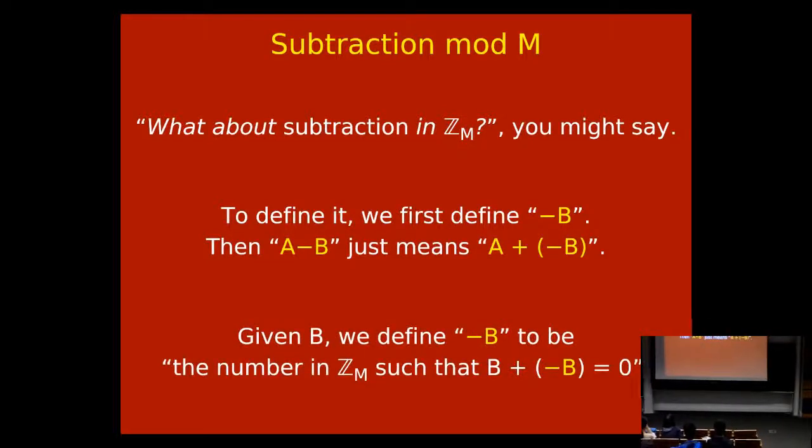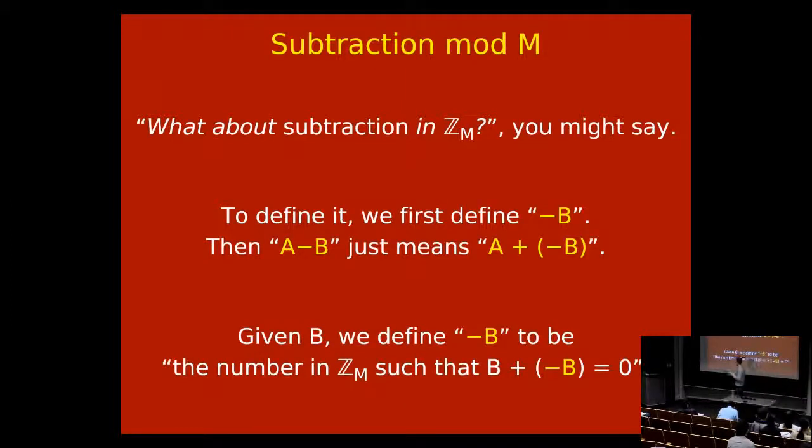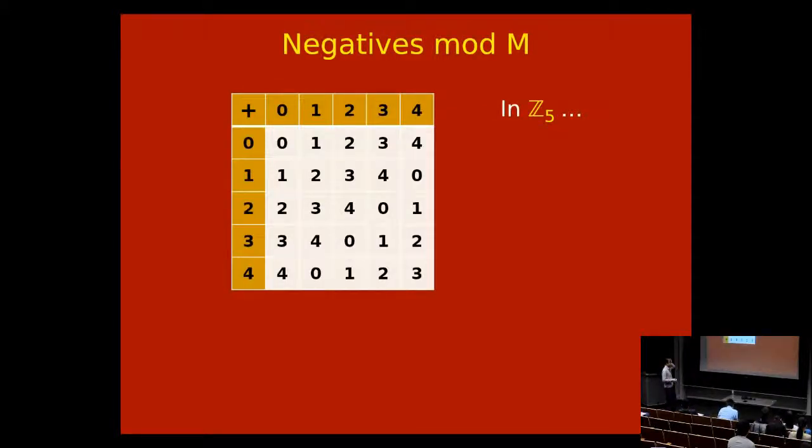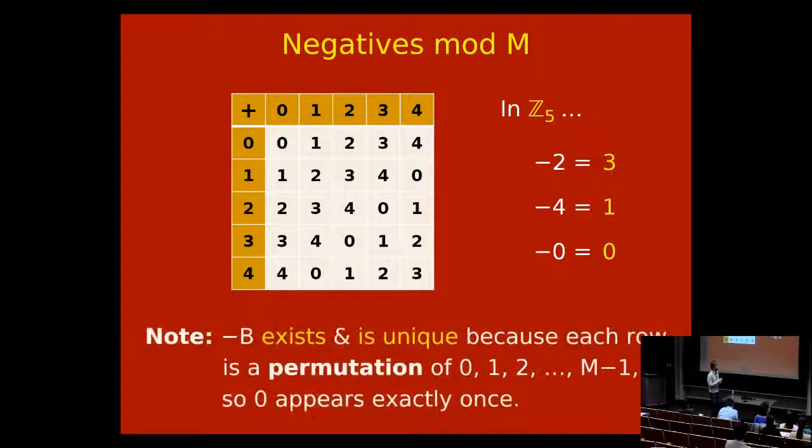But let's do it in a slightly different way. The way we can define negative b is just to say negative b is whatever number you need to add to b to get 0. In some ways, that's the definition of negative b, right? But we can do it by looking at this table. So in Z5, if I want to know what is negative 2, well, what is it? Yes, 3, because it's the number you need to add to get to 0. Or negative 4, you look until you find the 0, and negative 4 is 1. And negative 0 is 0. It's the same thing. You add 0 to get 0. So that's great. Everything is fine.